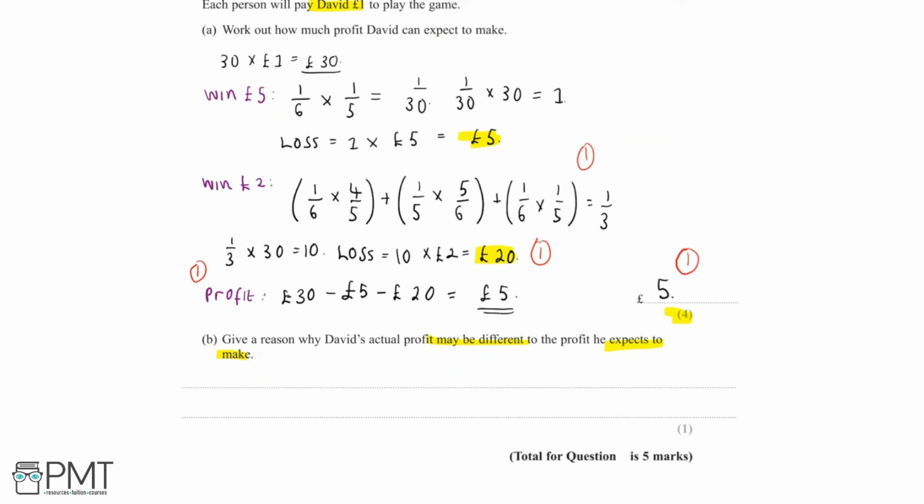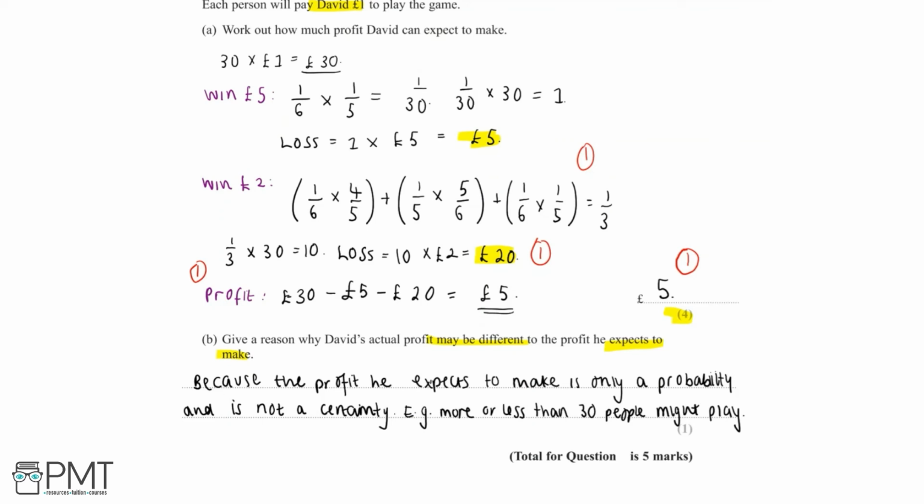And so we can now say that David's actual profit may be different to the profit he expects to make, because the profit that he expects to make is only a likelihood that can change, and so a different number of people might actually play the game. Now this statement will allow us to get the mark needed for part B, allowing us to get the full 5 marks needed for this question.